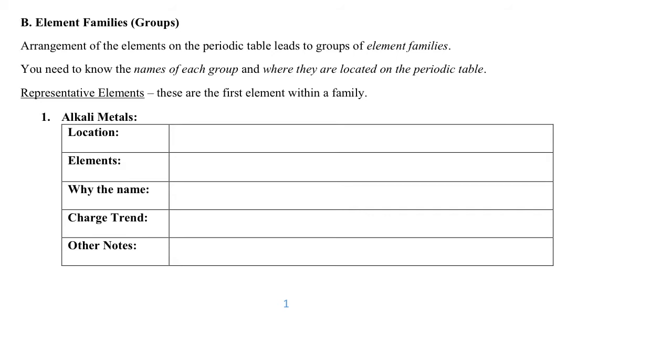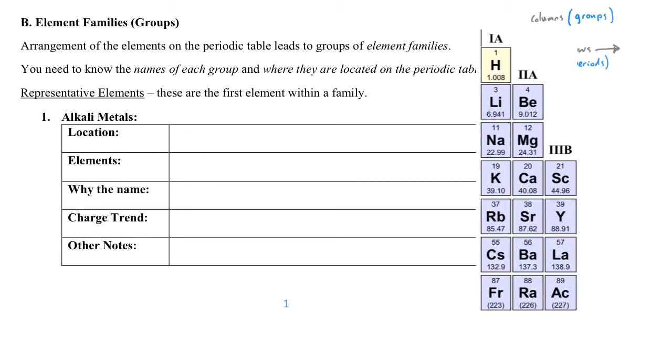The first thing to note about the periodic table is that elements are organized into columns and rows. We call the columns groups, and we call the rows periods. Today, we're going to be focusing on the columns or groups of the periodic table. The first group that we're going to talk about is called the alkali metals. Let's take a look at the periodic table and locate this group.